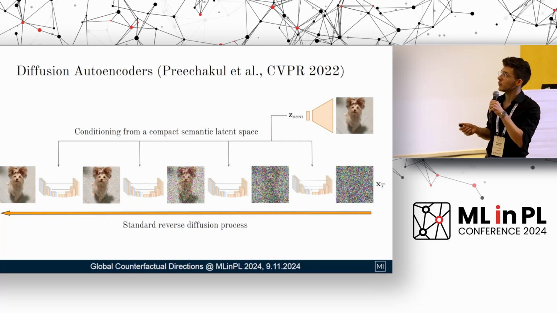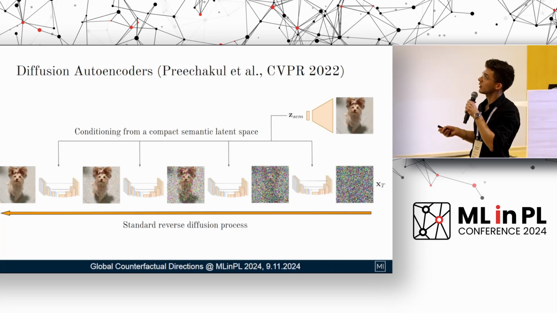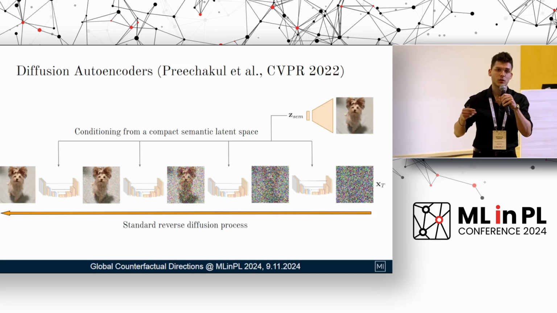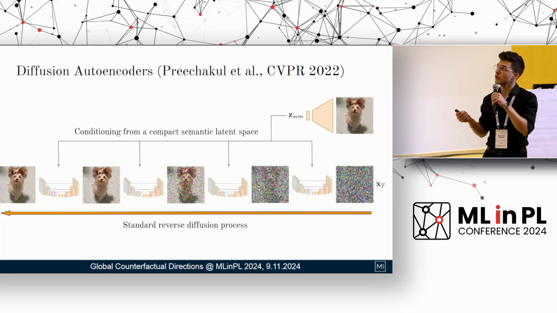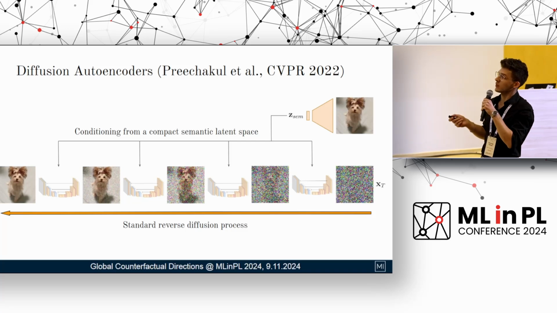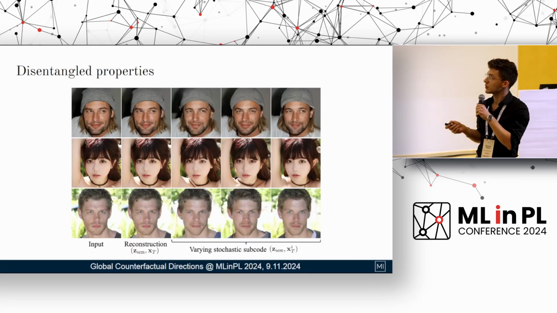So these guys came up with a very simple idea. Let's train another encoder with the standard denoising network and condition the denoising process on the output of this encoder. So if we structure this encoder to be actually compact, have its outputs compact, then we may expect that this new space will provide us some new features. And this is actually true.